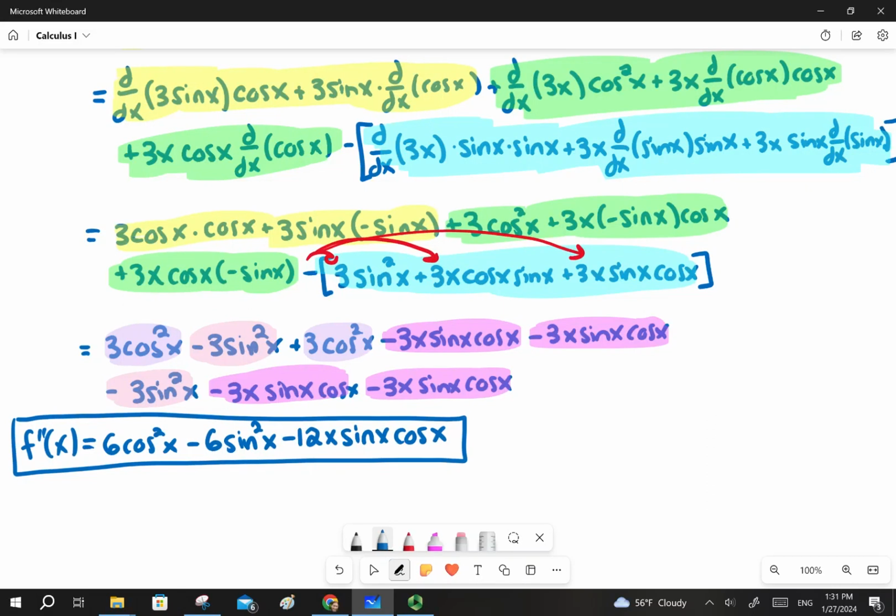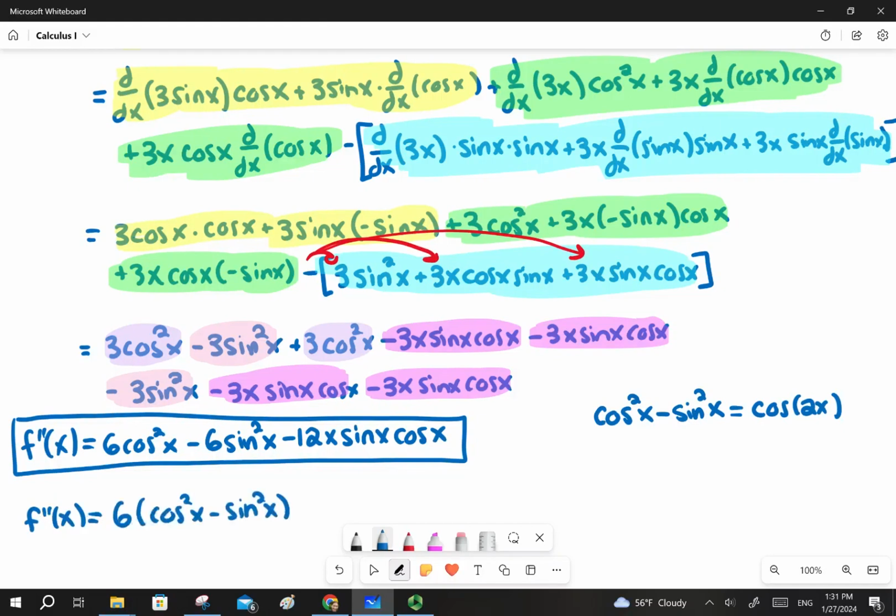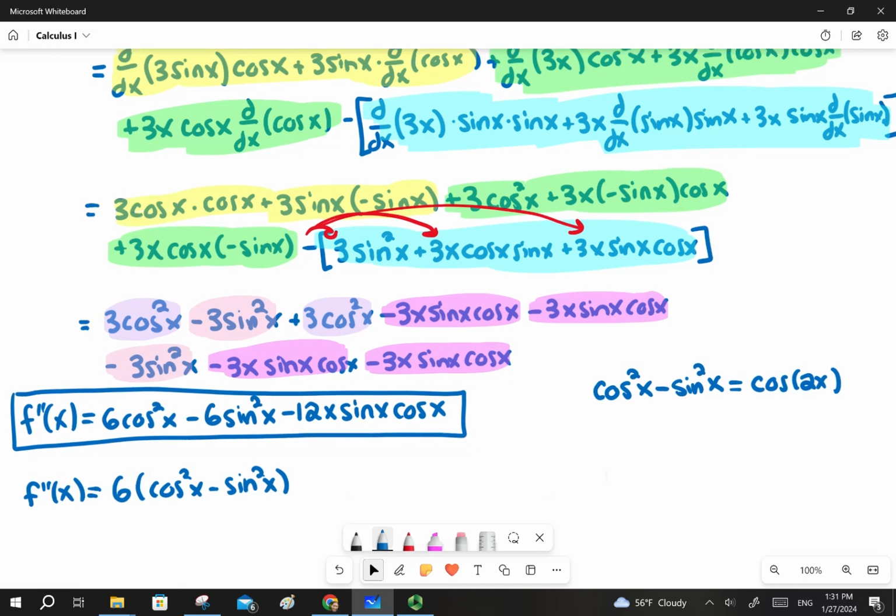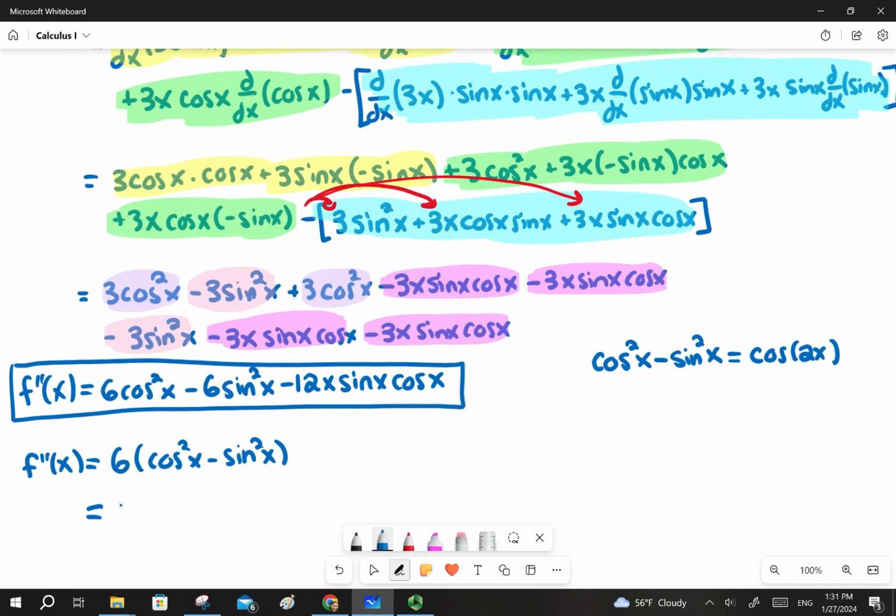But if you were thinking, oh man, Elise, I love trig identities, I would love to apply some here, you sure can. So one trig identity that you may remember is cosine squared of x minus sine squared of x is the same as cosine of 2x. And we can apply that with our first two terms. So if we factor out the 6, we get 6 times cosine squared of x minus sine squared of x, which could be rewritten as 6 cosine of 2x. You don't have to write the parentheses. It's clear what we mean, so it's up to you.